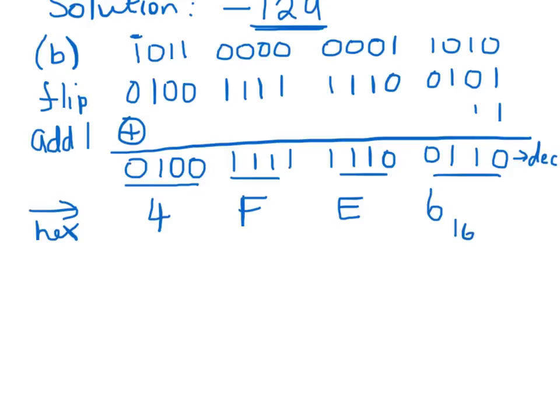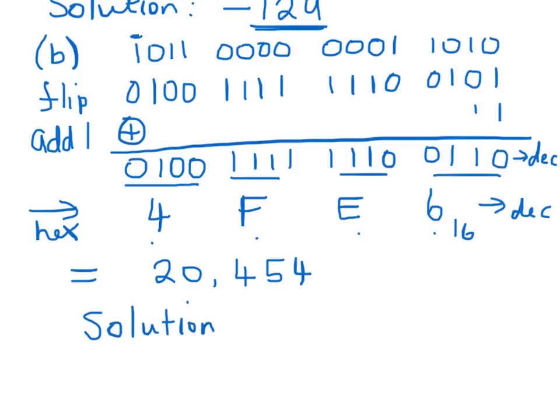So this is base 16. And now what we do is we want to convert that to decimal. All right. And to go directly to decimal, we can use the calculator. So put your calculator in hexadecimal mode and enter these 4 digits, and then do second function to decimal and see what you get. So the answer turns out to be 20,454. That's a positive number. Now remember that this is a representation of the negative number, so the solution to this problem is equal to minus 20,454.